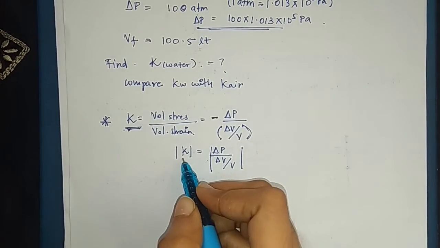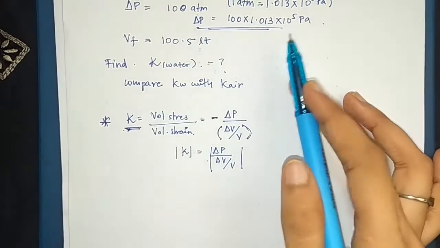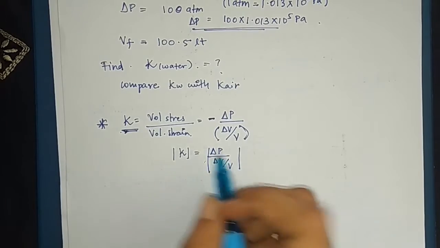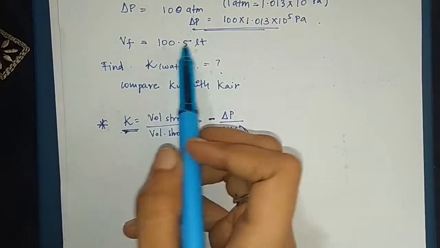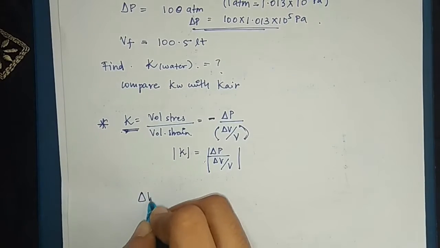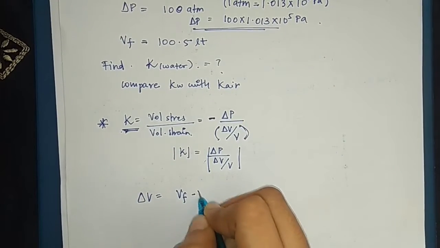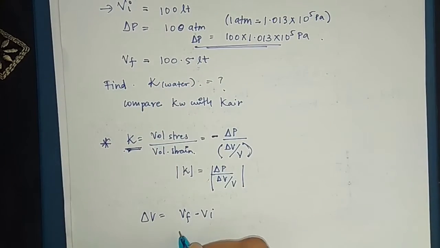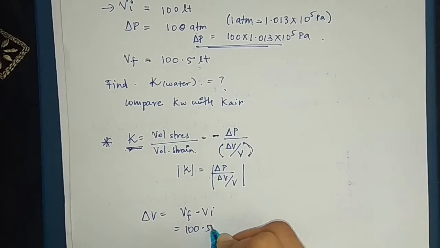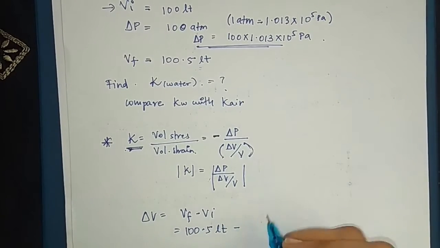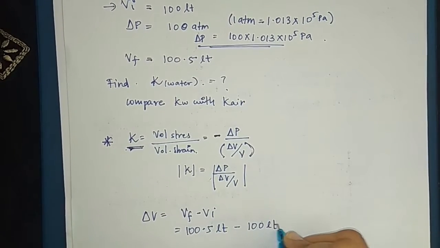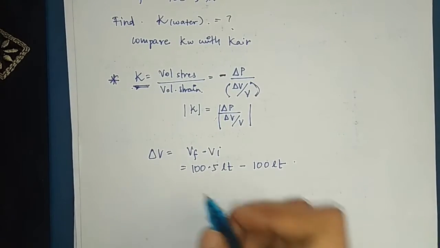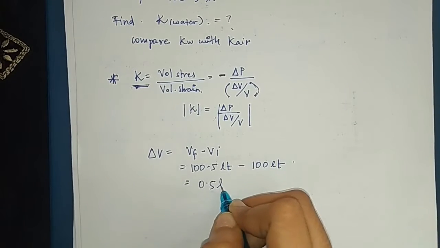So now let's calculate the bulk modulus of water. The change in pressure is given, but delta V, the change in volume, is not given. We have been given the initial volume and the final volume. The change in volume is the difference between the final and the initial volume. The final volume is 100.5 liters minus V initial, 100 liters, so the change in volume is 0.5 liters.